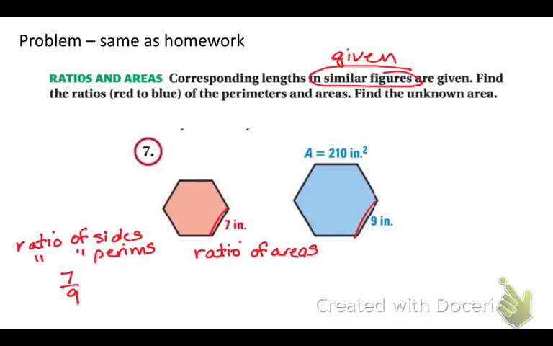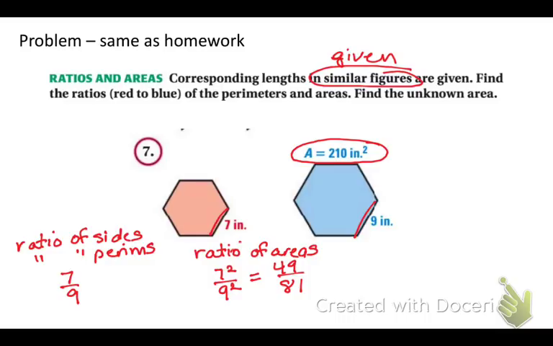Areas is equal to the square of the ratio of the sides, so 7 squared over 9 squared. Don't forget to square both numbers. It's the square of the whole ratio, not just one of the numbers. So that would be 49/81. Now you're given that the area of the larger polygon is 210 inches squared.